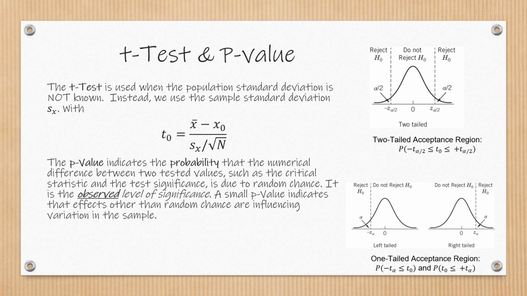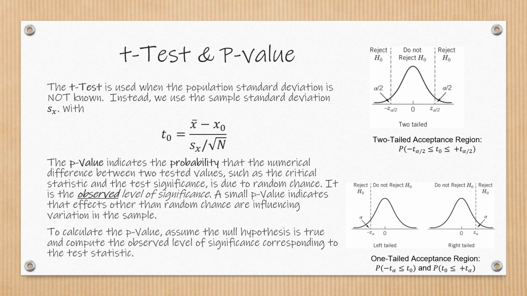A p-value indicates the probability that the numerical difference between two tested values, such as the critical statistic and the test significance, is due to random chance. It's the observed level of significance. A small p-value indicates that effects other than random chance are influencing variation in the sample. So to calculate the p-value, assume the null hypothesis is true and compute the observed level of significance corresponding to the test statistic.